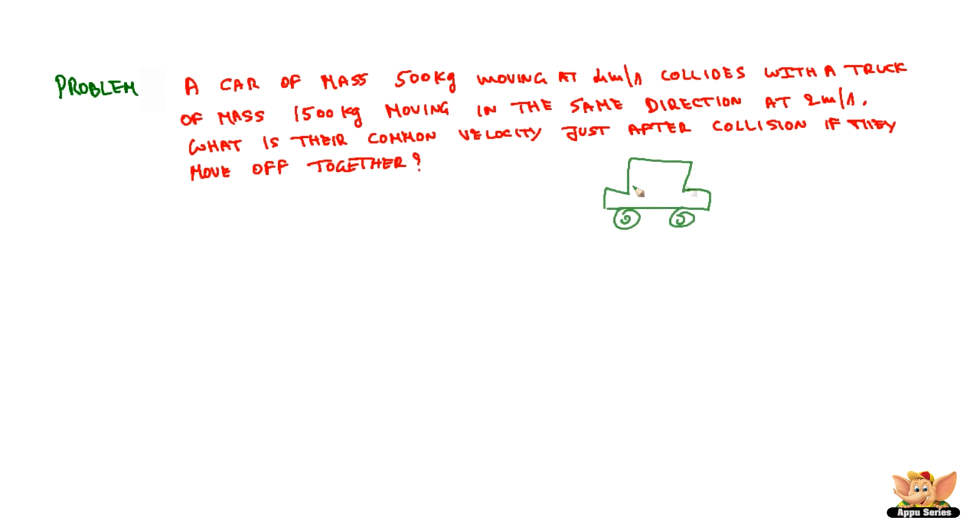So we have a huge truck which weighs 1500 kg. We call it MT, and its velocity Vt is 2 meter per second. It's moving in the same direction as the car, which is 500 kg in weight. We call it MC, and Vc, the velocity of the car, is 4 meter per second, and they collide.